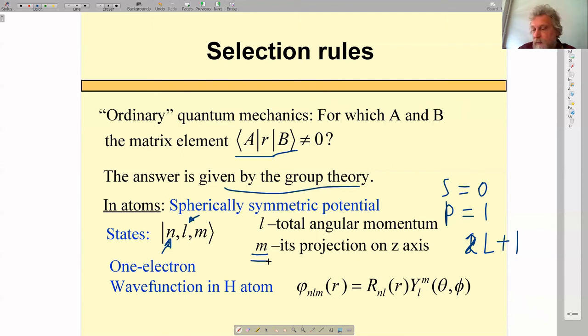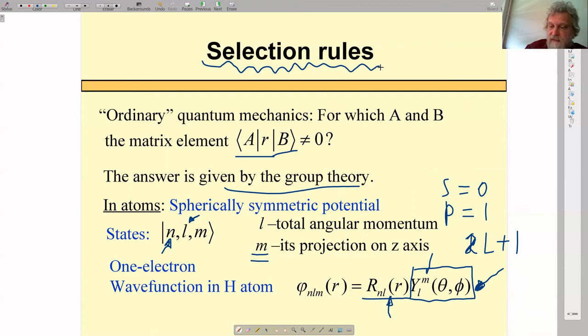Right. One electron wave function of the hydrogen atom can be written as its radial part and a part which depends on the angles. Radial part does depend on details of the atomic potential. This doesn't depend on anything. It is a universal function. It only depends on the angular momentum and the projection. Fine. I'm talking about selection rules. And what is the selection? The selection is to select a pair of states for which the matrix element between the two is not zero.